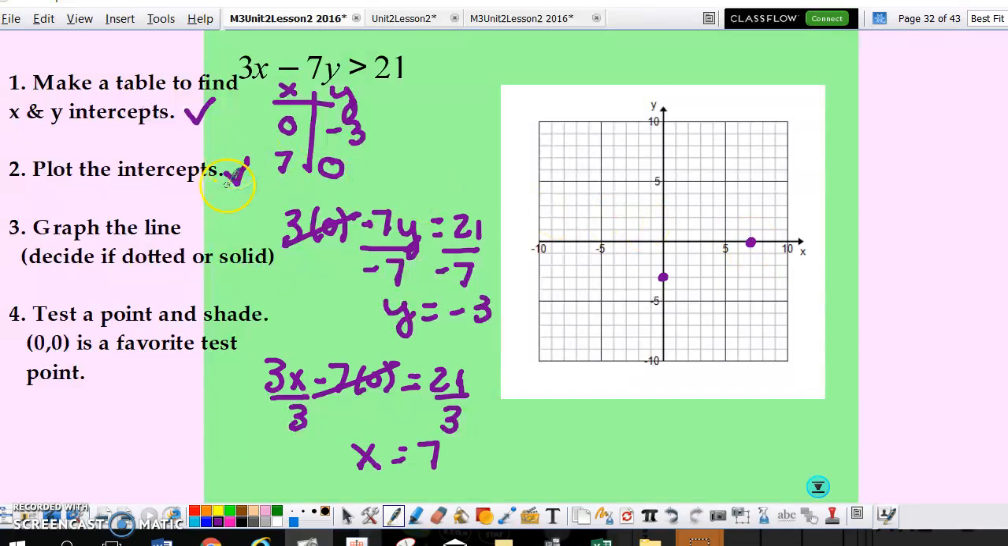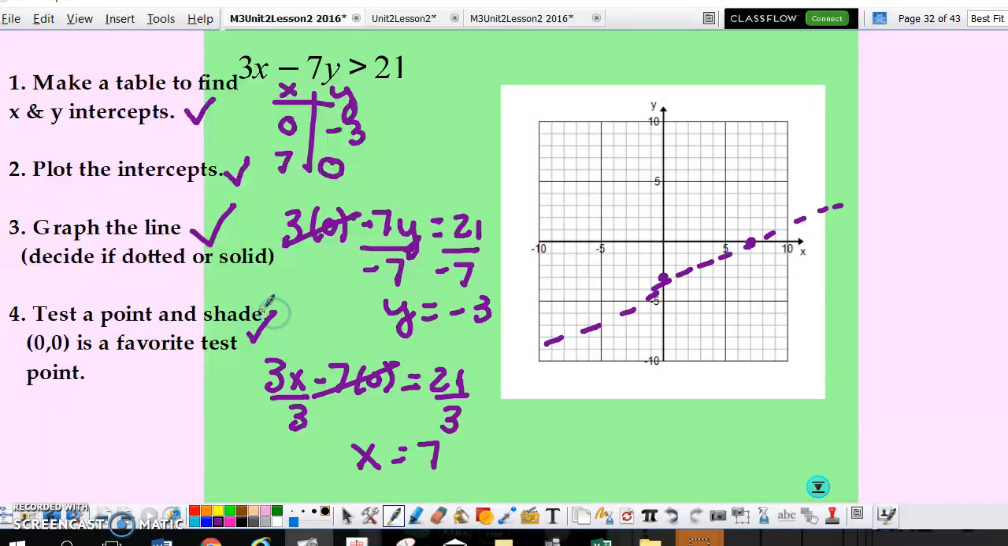I've plotted my intercepts. Now we need to graph the line, which means we need to decide if it's dotted or solid. Because my gator, or inequality if you will, does not have an equals to, this will be a dashed line. All right, finally we need to test a point.